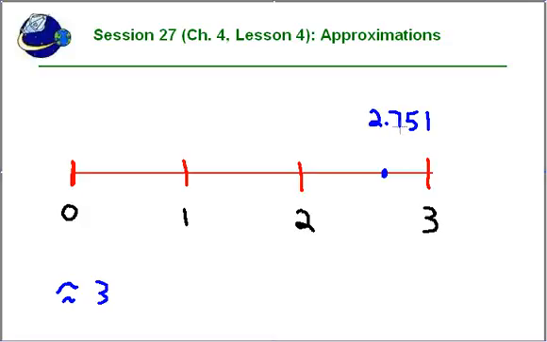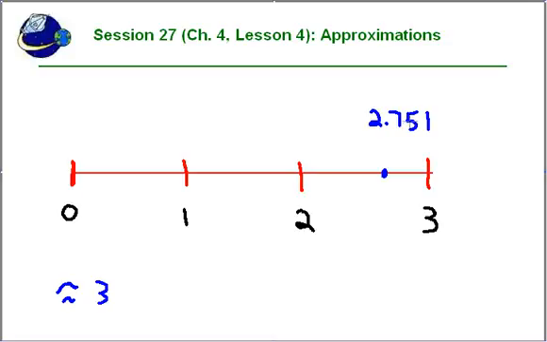Well, 2.751, here's our tenths place. Our 7 is in the tenths place. So which 2 tenths is 2.751 in between? Well, it's in between 2.7 and 2.8. 2.751 is greater than 2.7, but it's less than 2.8. So what we have to do now is take a look at our digit to the right of the one that we're approximating to. We're approximating to the tenths, so let's take a look at the place to the right, which is our hundredths. It's a 5.